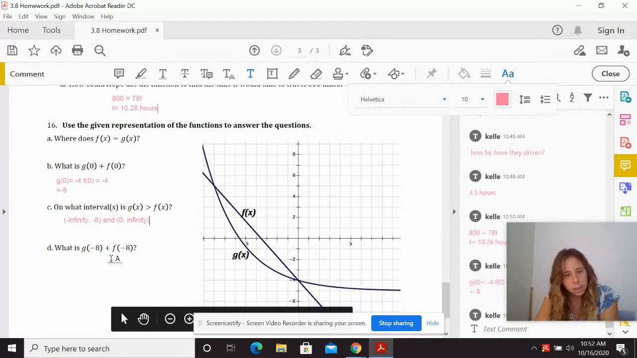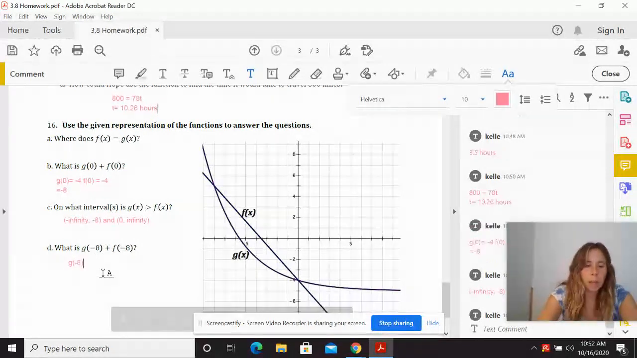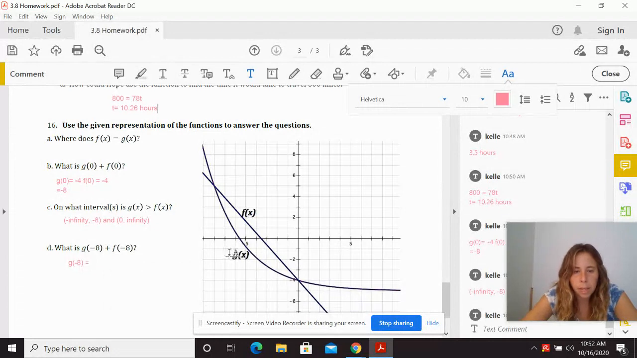And then D, g of -8. So what is g of -8? When x equals -8, what is g? Oh, that's 5. And then f of -8 equals, oh, they intersect there, so they equal the same thing, also 5. So then 5 plus 5 equals 10. So 10.